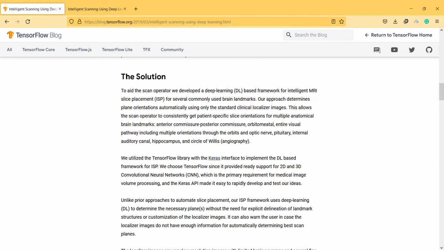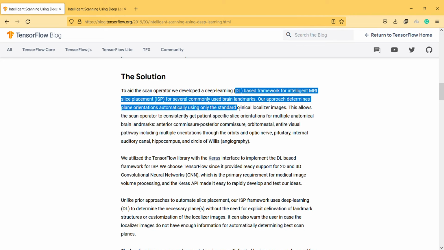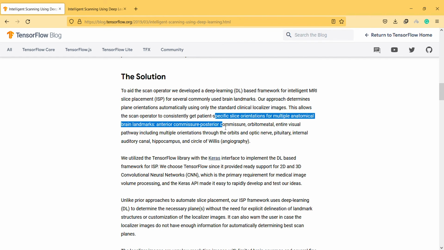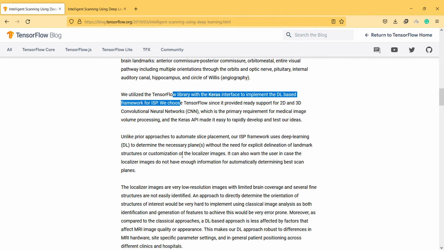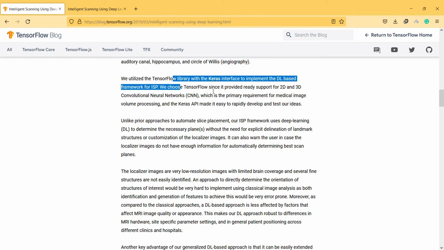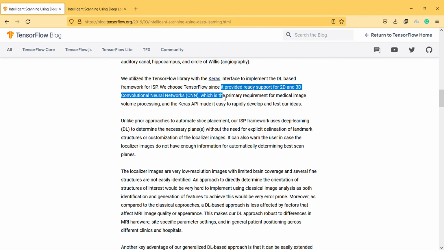So they define the solution here: a deep learning based framework for intelligent MRI slice placement for several commonly used brain landmarks. Our approach determines planar orientations automatically using the standard clinical localizer images. This allows the scan operator to consistently get patient-specific slice orientations for multiple anatomical brain landmarks. We utilize the TensorFlow library with the Keras interface to implement the DL-based framework. We chose TensorFlow since it provided ready support for 2D and 3D CNNs, which is the primary requirement for medical image volume processing.